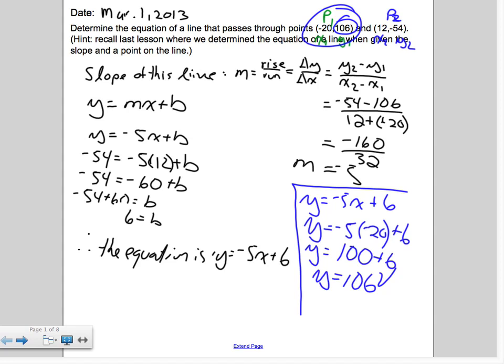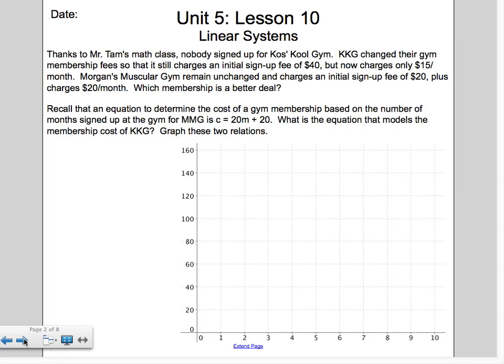Okay, this class, you won't understand what I'm talking about at the beginning. After I taught the other class parallel lines, I changed it up for this class. What I did last class was set up an example where Cause's Cool Gym was having a promotion, right? Sign up for $40.